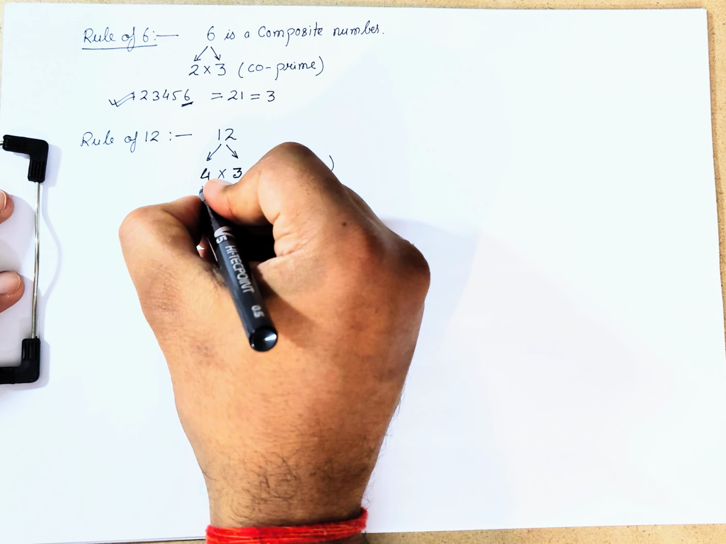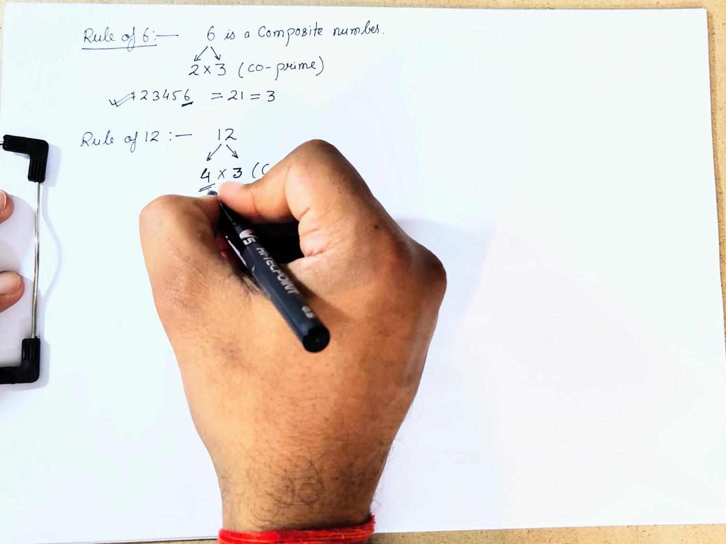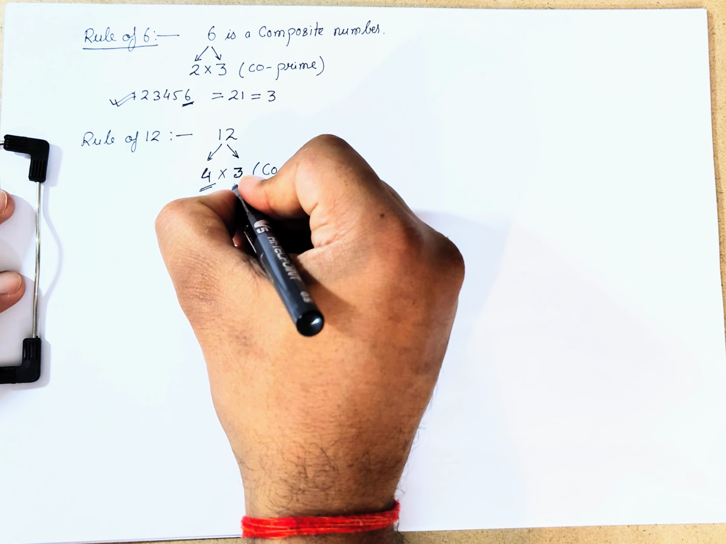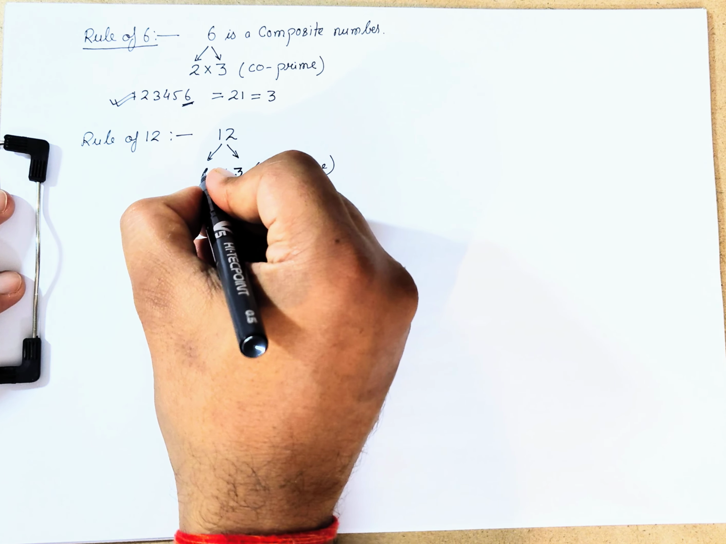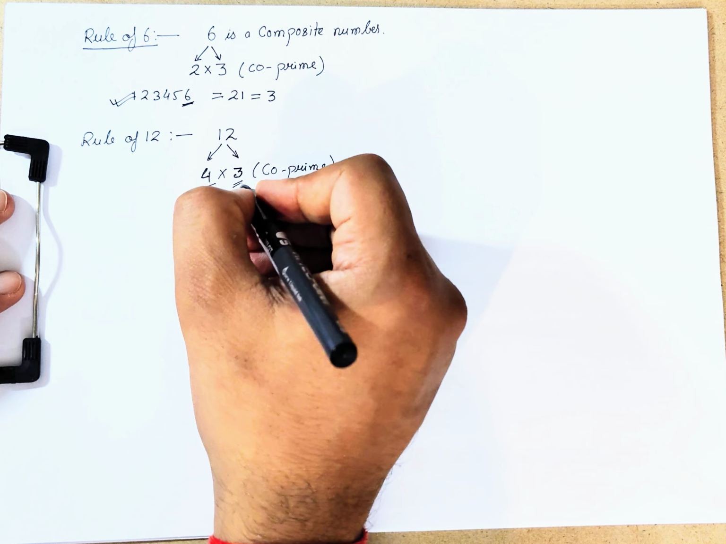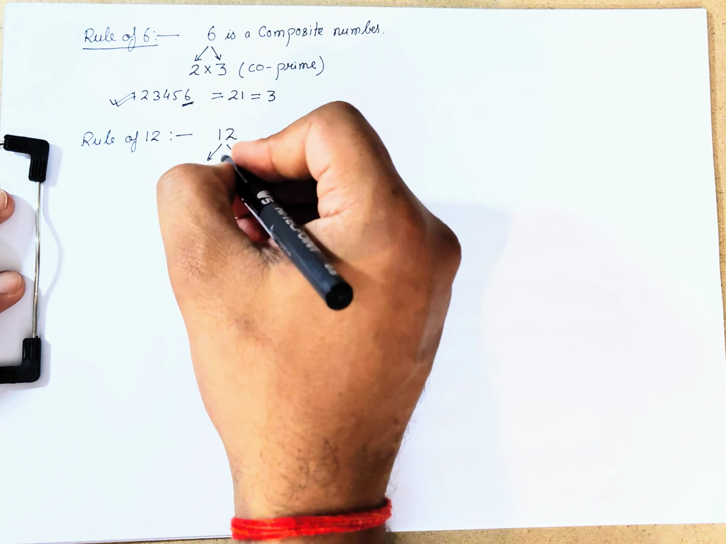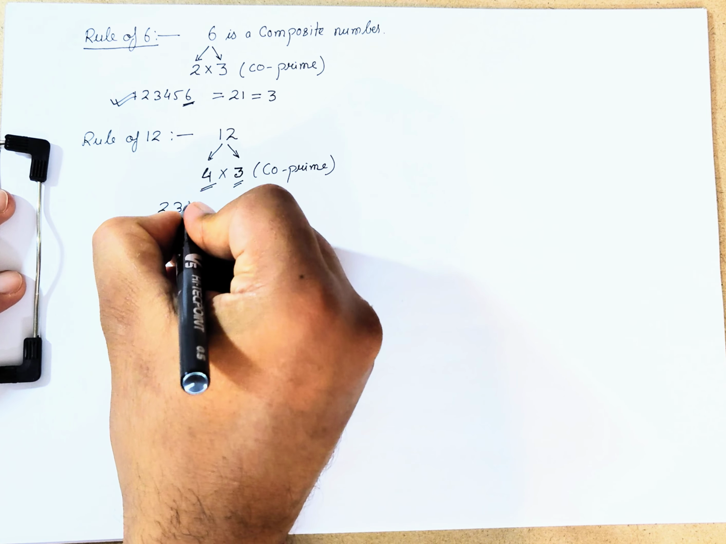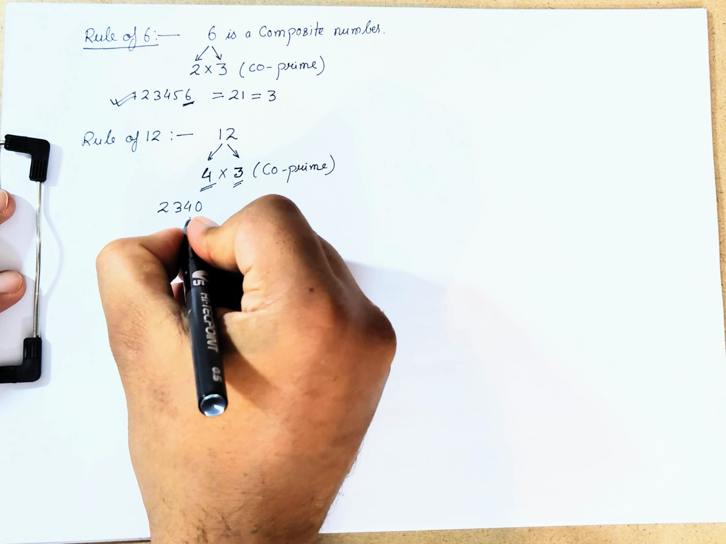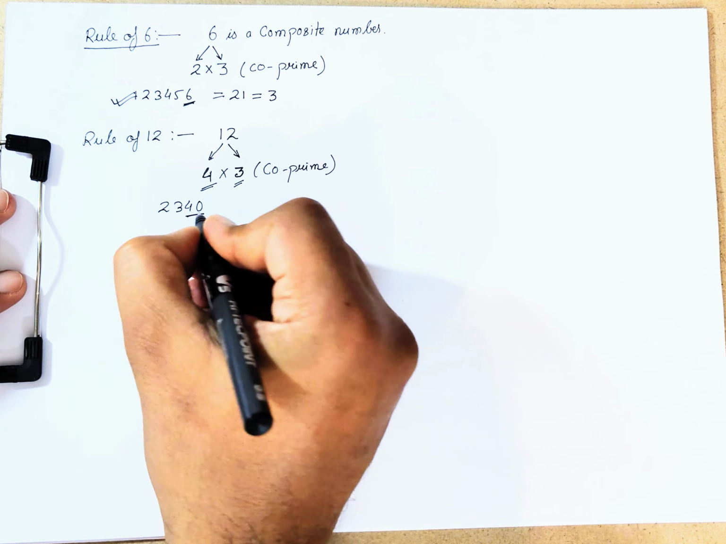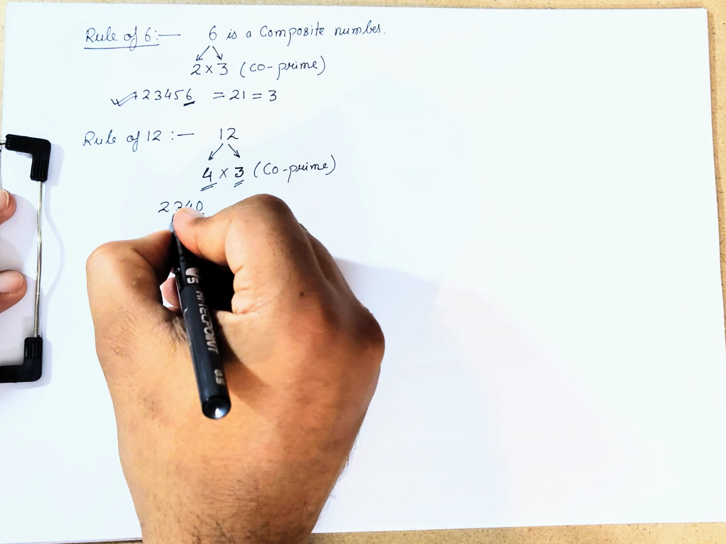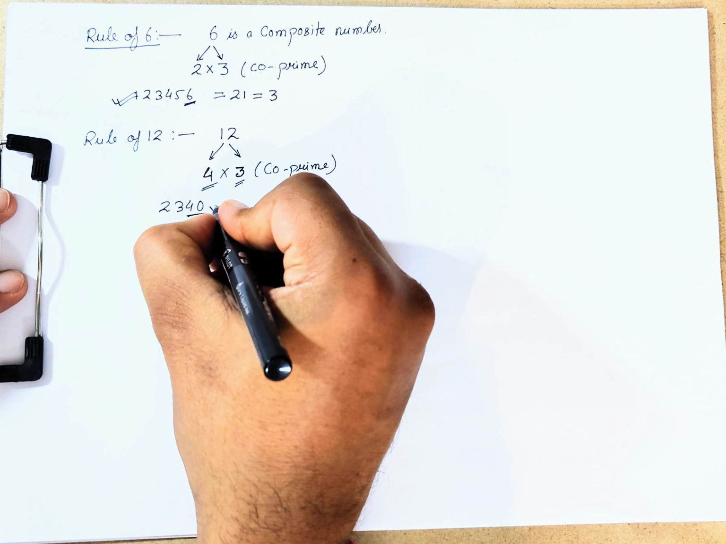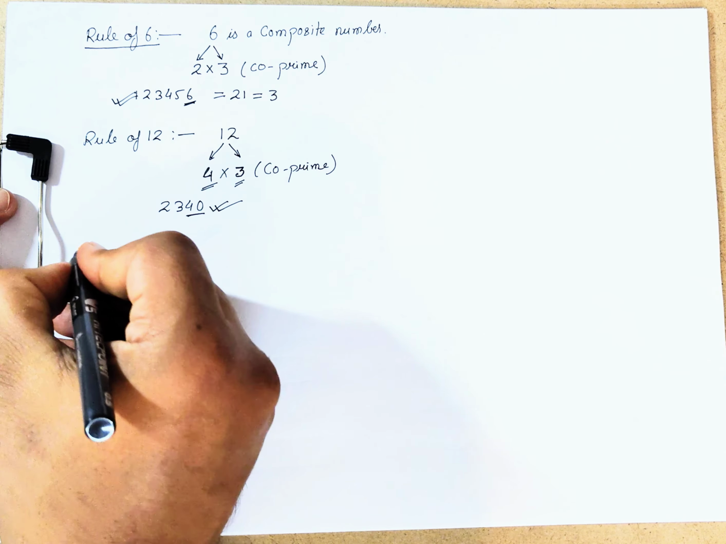And we know the rule for 4. The last two digits must be either 0 or should be divisible by 4, and the sum of the digits must be divisible by 3. In that case, the number will be divisible by both 4 and 3, and we can say the number is divisible by 12. Let us take one example, 2340. The last two digits are divisible by 4 and the sum of the digits is 9, which is divisible by 3. Hence this number is completely divisible by 12.